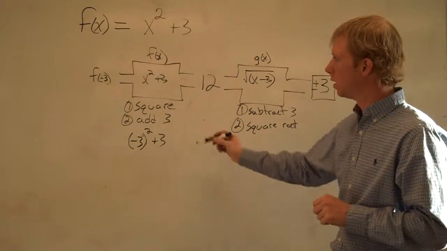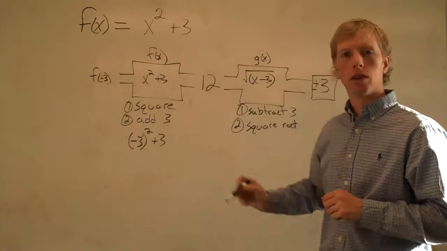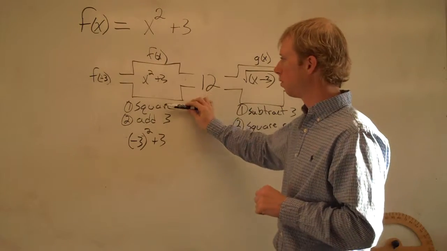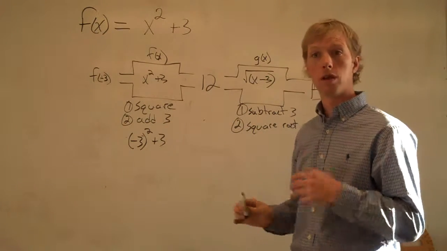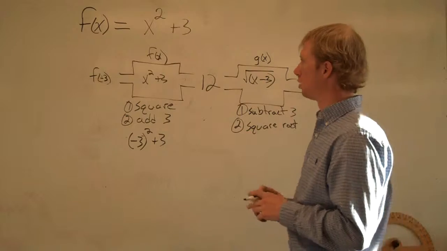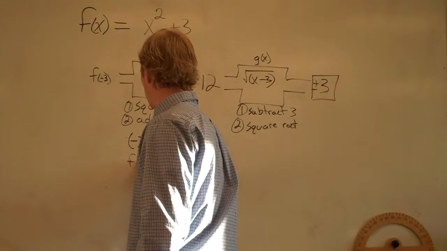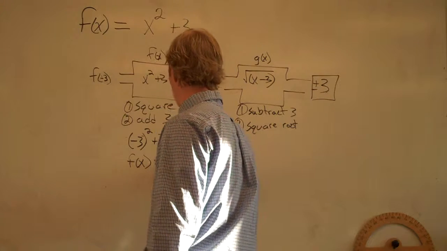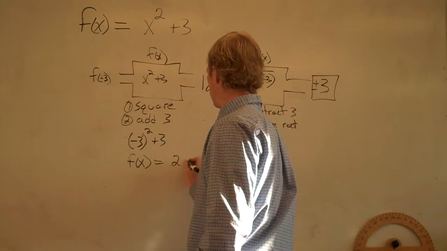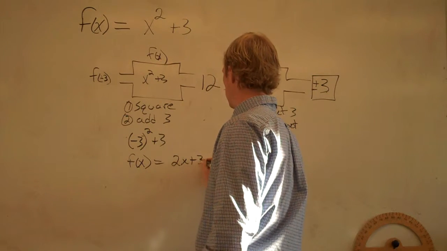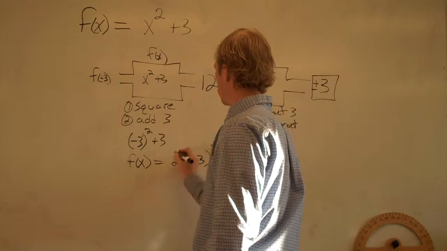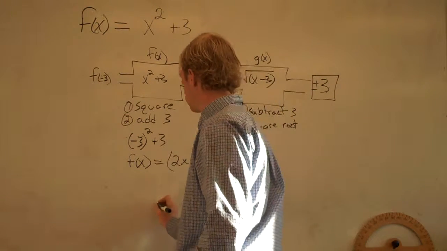Now one thing to note is we did 2 examples that only had 2 steps. There will be several times where you'll have more than 2 steps. For instance, if you had f of x equals 2x plus 3 squared.